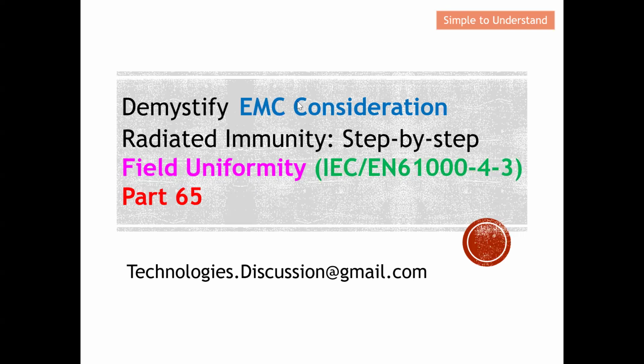Today, I'd like to continue the discussion on EMC consideration. For this video, I'm going to concentrate on field uniformity. I'm going to describe the step-by-step procedure to execute this field uniformity. I'm also going to discuss why we need to do this field uniformity before we can do the radiated immunity test. For field uniformity, we need to correlate to the standard IEC EN 61000-4-3. This will be the objective of this video. This will be part 65 of the series discussion on EMC.